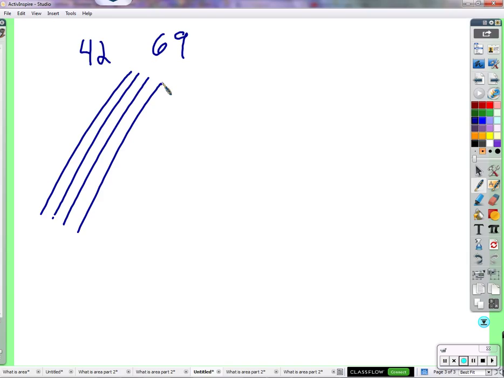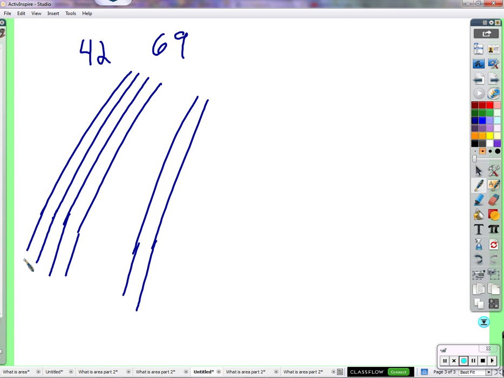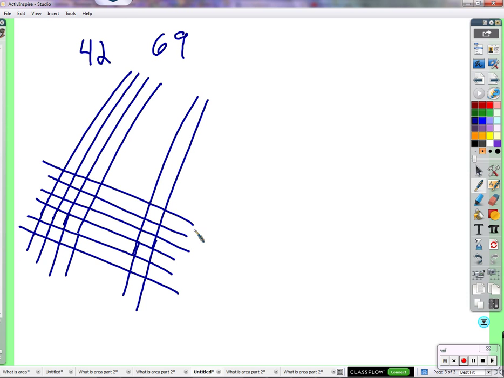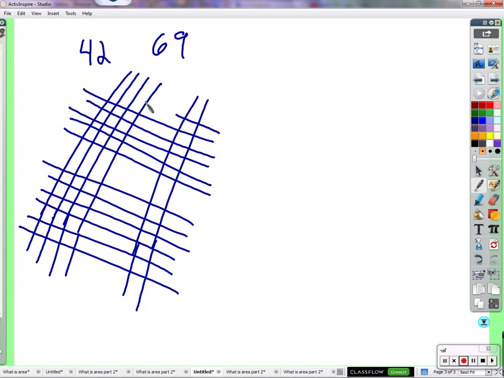Thank you. Okay, 4 for the 40, 2 for the 2. And again, we're going to go left to right. We need to make a little more room here. 6 and 9, we have a lot of sticks. 6 for 60. 3, 4, 5, 6. Okay. And then 9. 1, 2, 3, 4, 5, 6, 7, 8, 9.